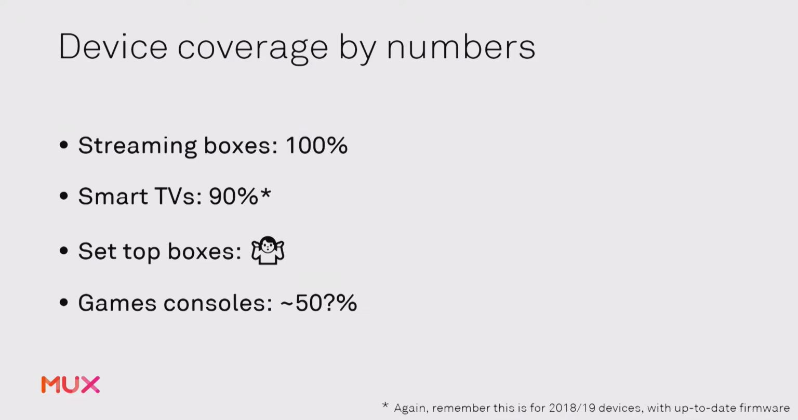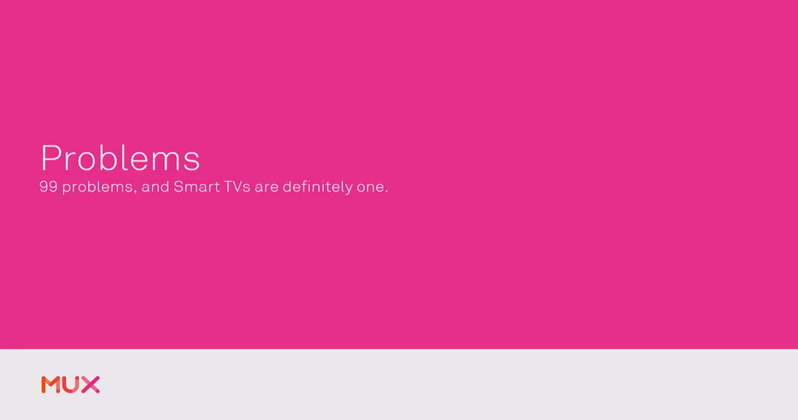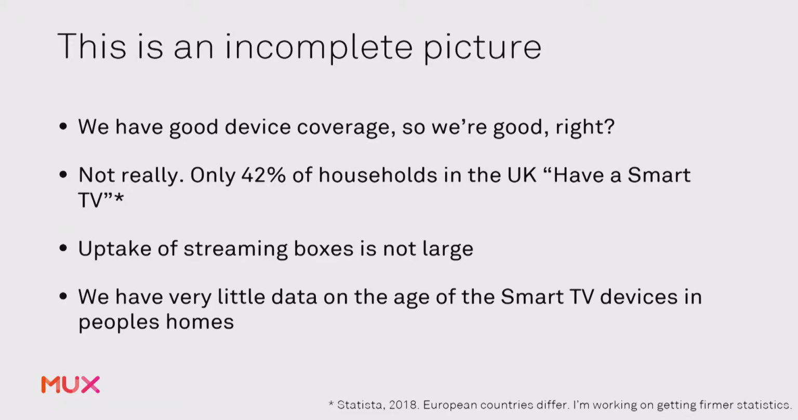Hulu in the room, right, actually? They have an app on that. So if you put that into numbers, streaming boxes, you've got pretty good coverage. Smart TVs, if you're talking about up-to-date, recent devices, latest firmware, you've actually got pretty passable coverage as well. Set-top boxes, complete wash, and games consoles, maybe half of them, if you're lucky. So we've got some problems, but the picture I showed you is kind of incomplete.